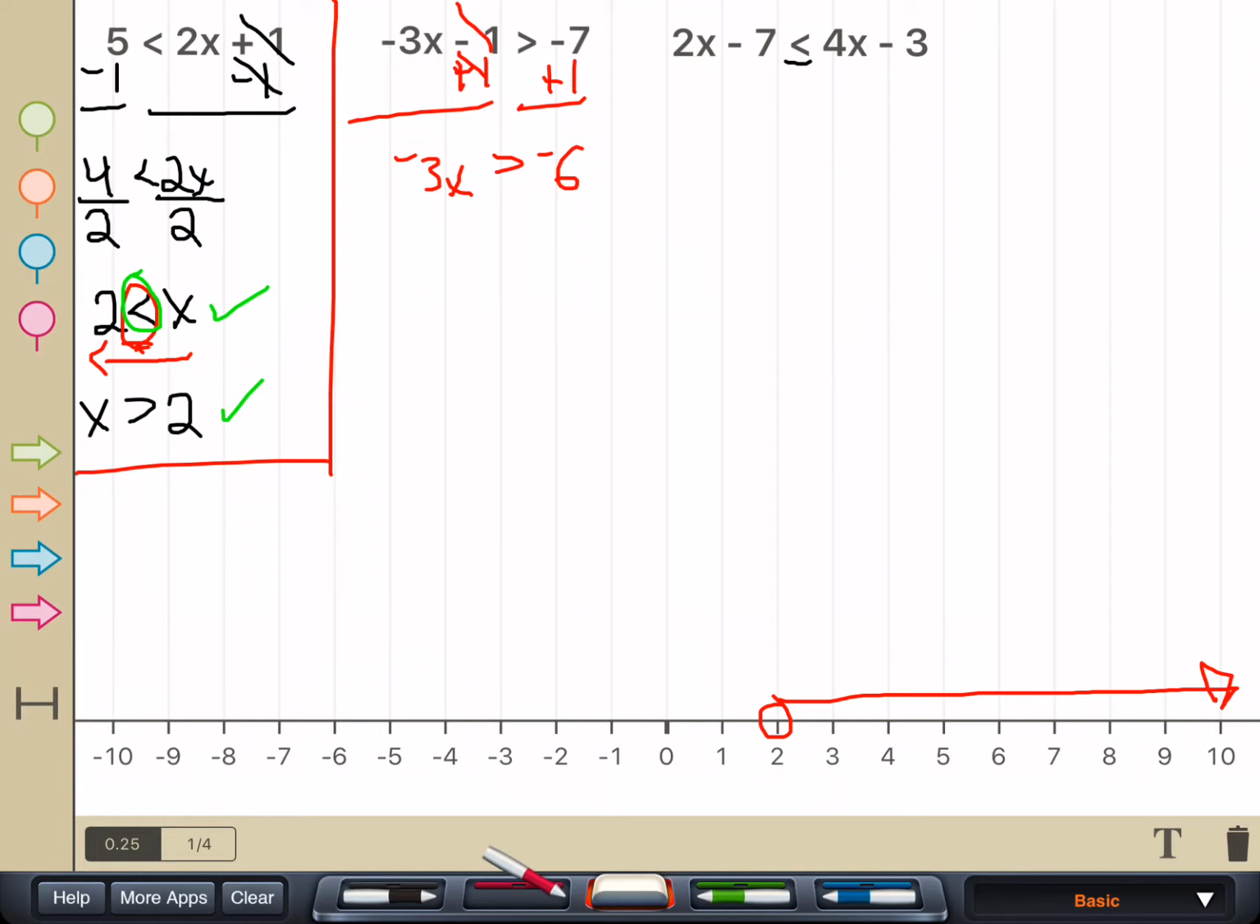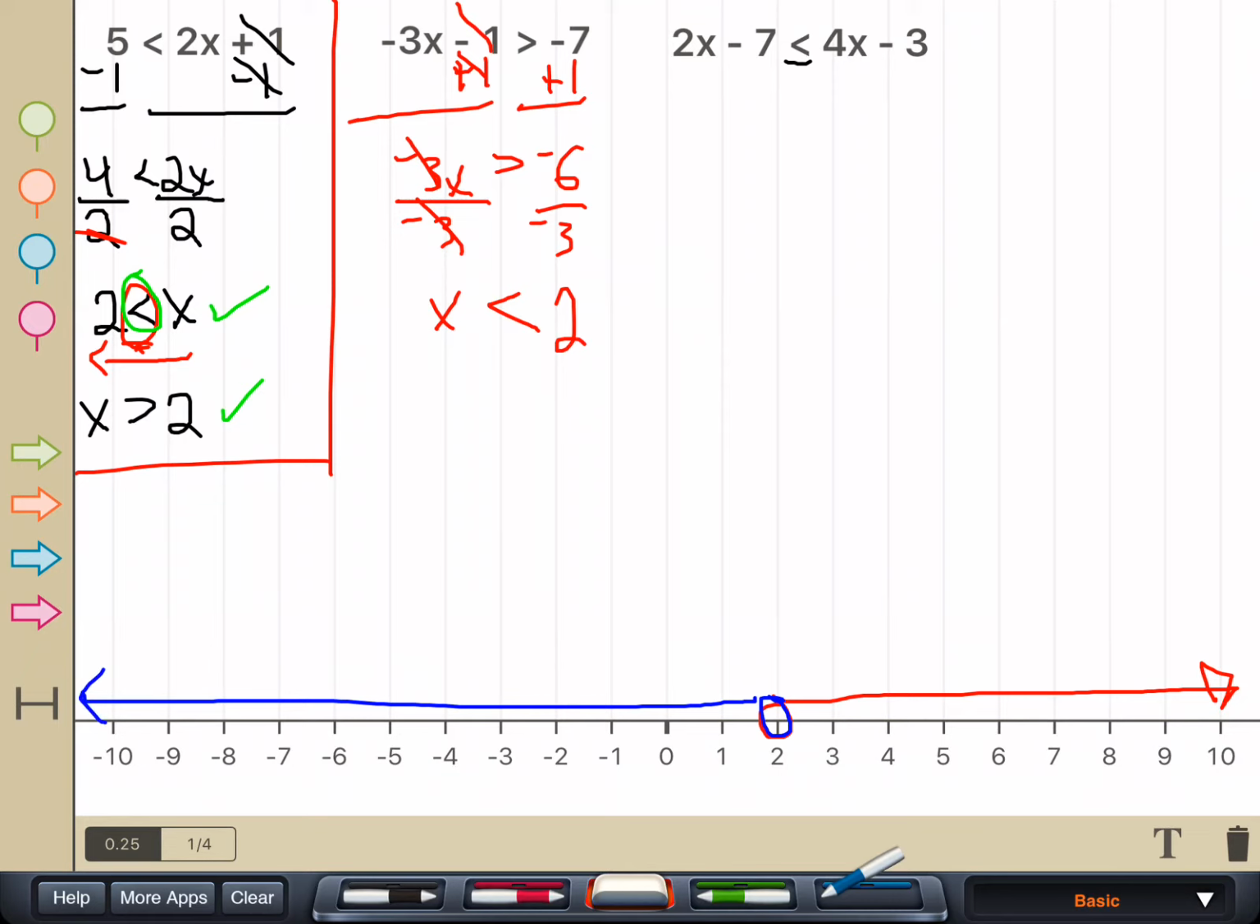I need the x to stand alone, so I'm going to divide by the coefficient, which is negative 3, on each side. Now whenever I divide or multiply by a negative in the solution of an inequality, I need to flip the sign. So I have x by itself, and now it's less than 2. X is less than 2. So I'm going to graph this. I'm going to graph it in blue here. So this one is open again, and less than is this way. Okay, don't forget to flip that sign when you're dealing with negatives.